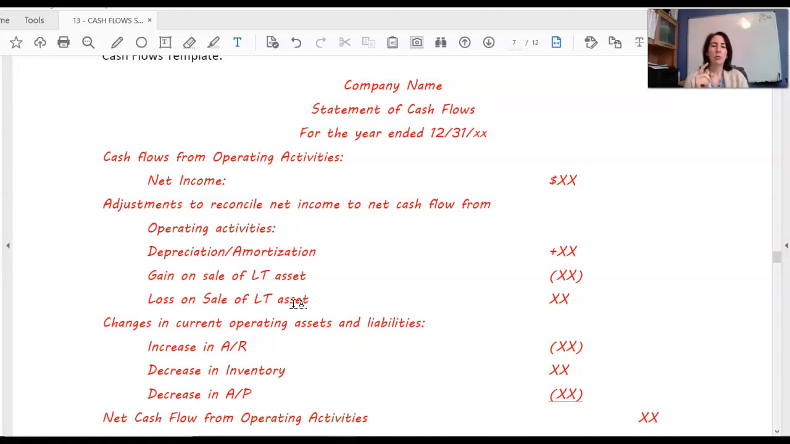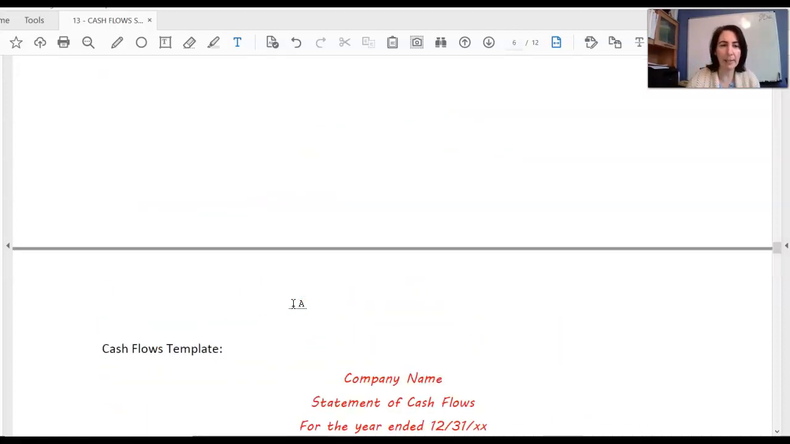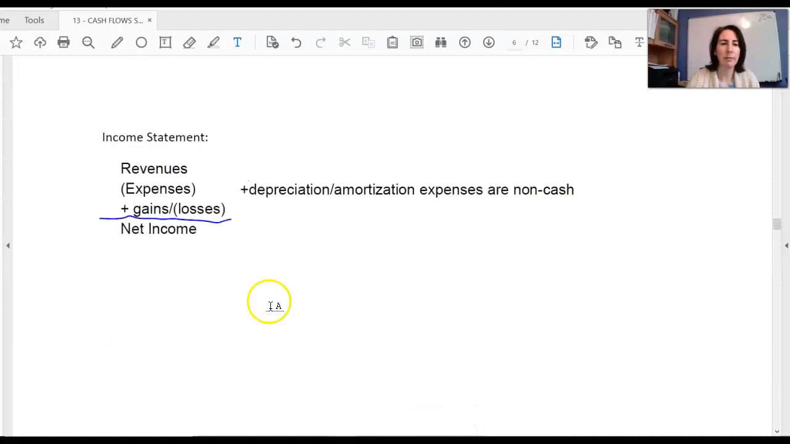So we're going to do 2 things. If we have gains, we're going to subtract them, because what we're doing is backing them out of this section, right? A gain would have been an add to get to net income. If I went back here for a second, that gain would have been an addition to the income statement, and a loss would have been a subtraction.